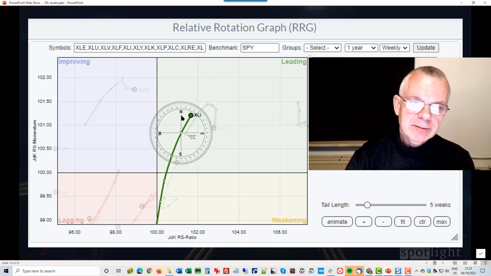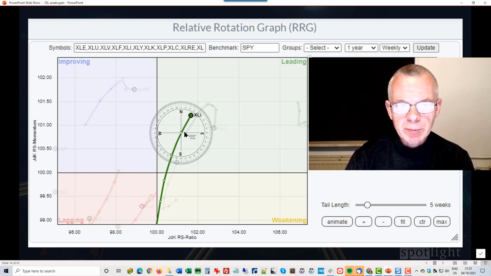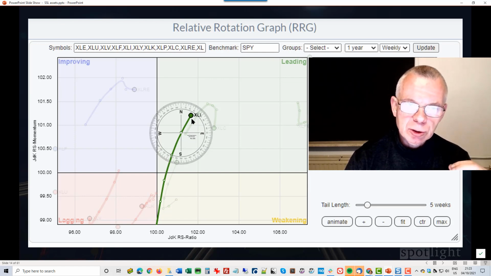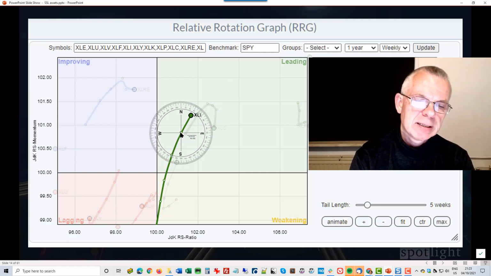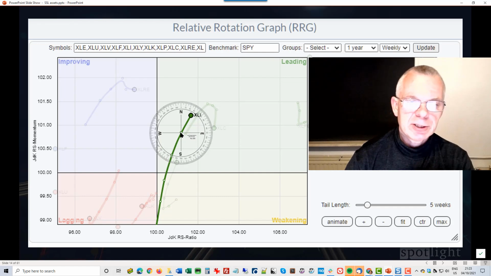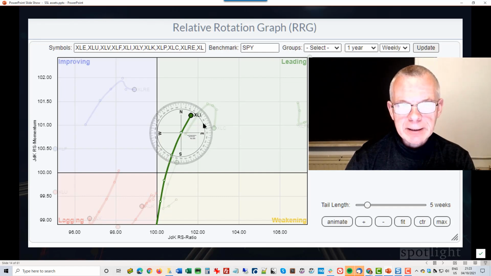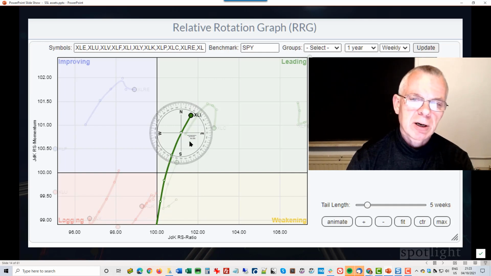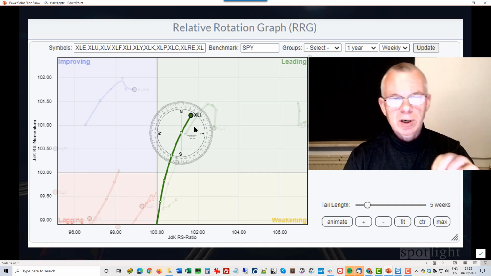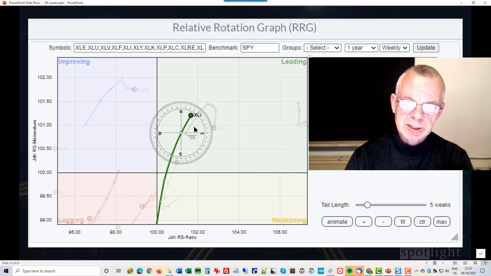Taking the heading on an RRG tail is done from a previous observation to the current observation. So you position the center of the compass on the previous observation, and then you look at where it is pointing. And in this case, it's around 30 degrees. So the RRG heading for XLI is around 30 degrees.